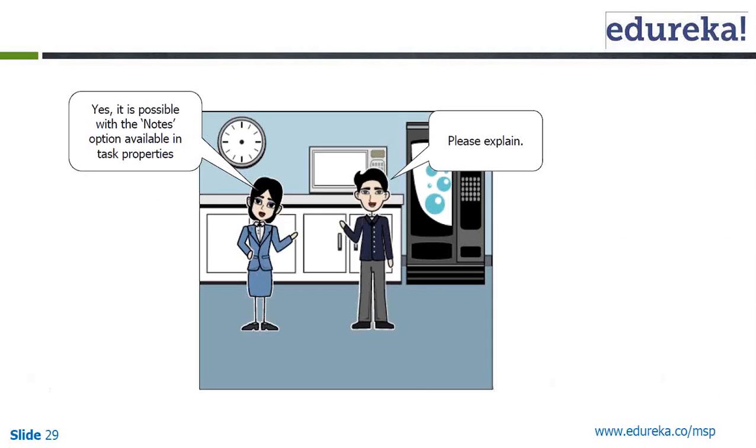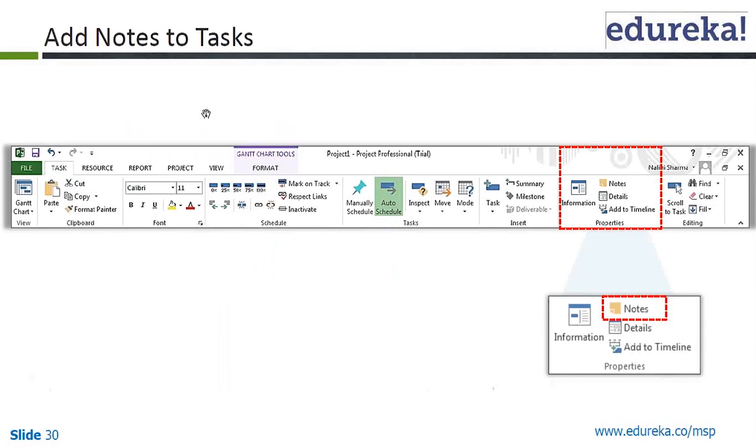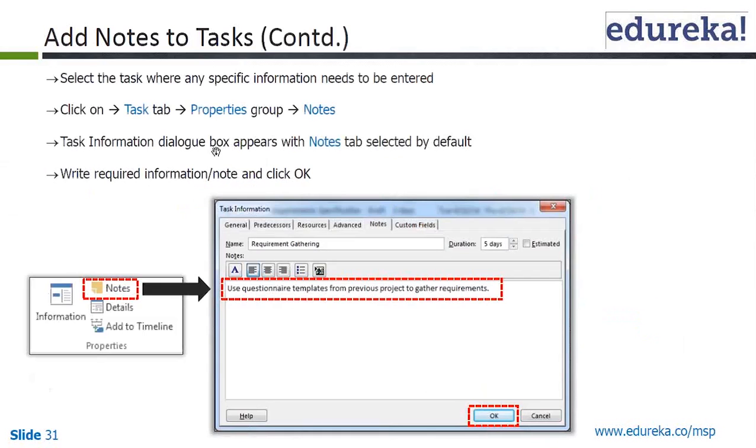So please explain. She's asking, how do you add notes? So adding notes to a task is as simple as this. Essentially you go to task tab. In there you go to properties group. In there you have the notes option. You can see this is being enlarged over here, the same one. So this is the easiest thing. This is the way you can do it, and this is the example given over here. Adding notes to tasks: select the task where any specific information needs to be entered.